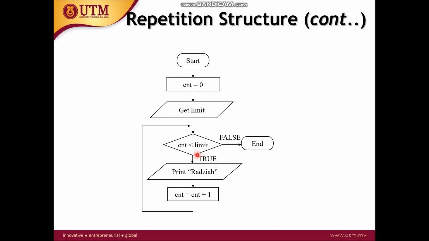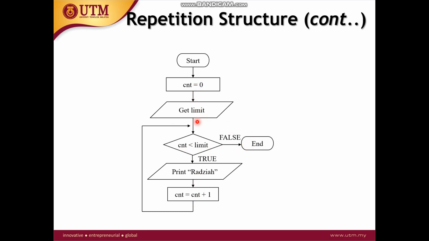Is 0 less than 3? Yes, print this one, and the count becomes 1. Is 1 less than 3? Yes, it prints this one and the count becomes 2. Is 2 less than 3? Yes, it prints this one and the count becomes 3. Is 3 less than 3? No, the program comes to the end.